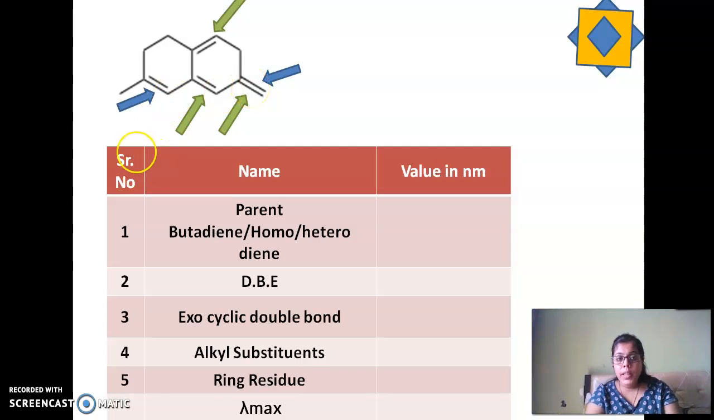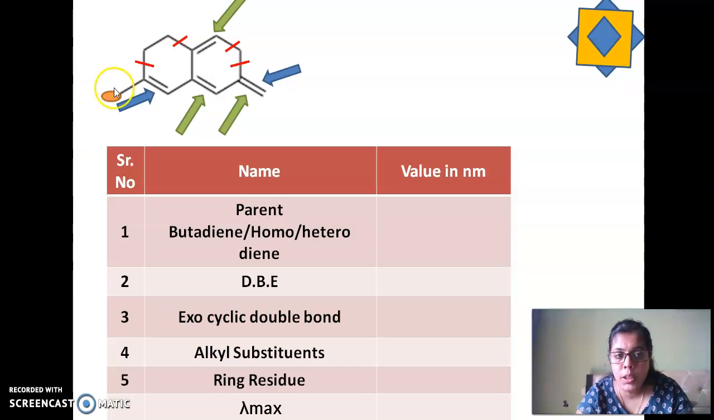Alkyl substituent. Yes, I have one alkyl substituent, but I'll go for ring residues first. So 1, 2, 3 ring and 4 ring residues and 1 alkyl substituent. So the orange dot considers my alkyl substituent because it is to the parent. Till now whatever sums we saw, it was not to the parent. So for this carbon I have 1 ring residue, here nil, here yes 1, here 1. This is also my parent.